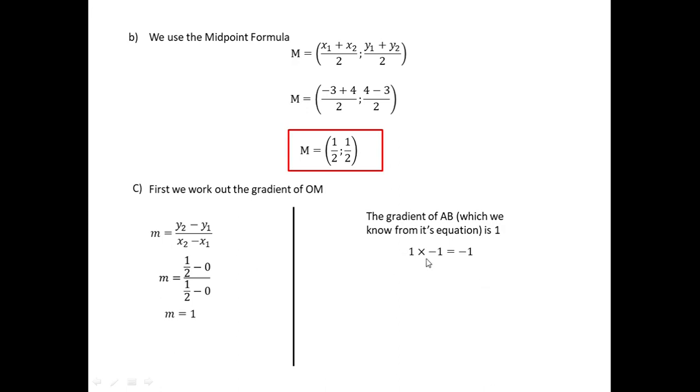1 times -1 equals -1. You'll recall from grade 10 analytical geometry that if two lines are perpendicular, then the product of their gradients will be -1. So this gradient was 1. The gradient of AB was -1. When we times them together, we get a product of -1, which means the two lines are perpendicular.